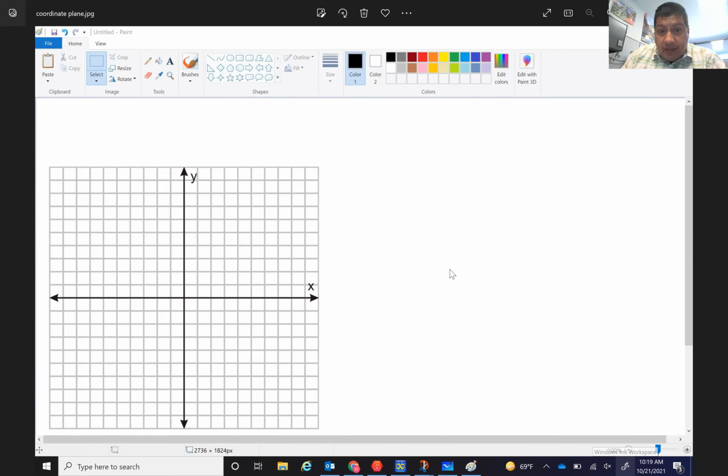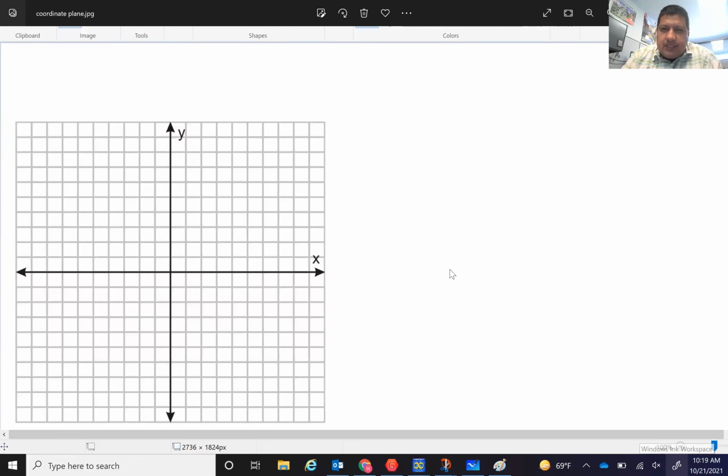All right, so to begin with, we're going to start with the distance between 2 points. For the purpose of this example, let me just draw 2 points here.